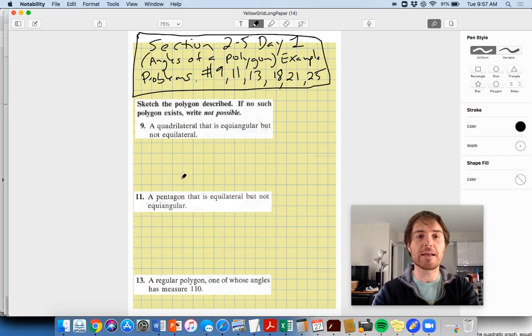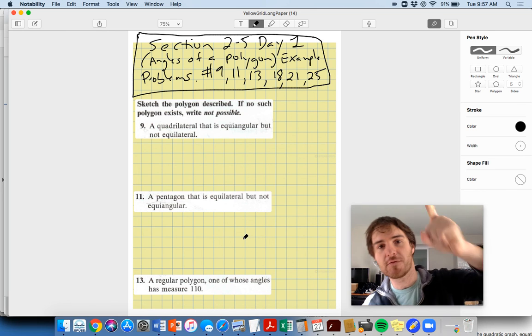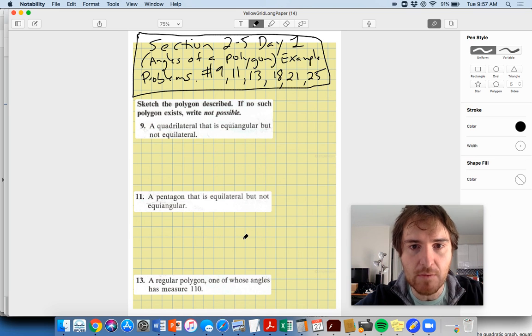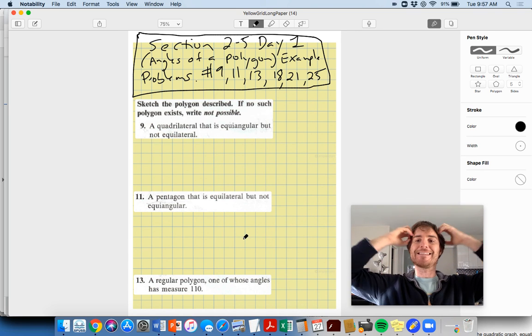All right, jumping into it. 9, 11, 13. Those are some quick hitters right now. We got to sketch the polygon described. If no such polygon exists, not possible. Number 9, a quadrilateral that is equiangular but not equilateral. So let's think about that.